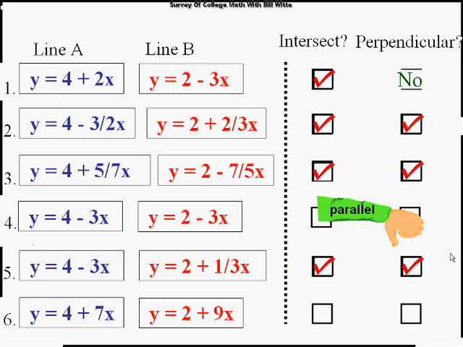Let's do one more. Well, 7 and 9, yes, they're going to intersect, but they're not going to be perpendicular. Okay? You get the idea?